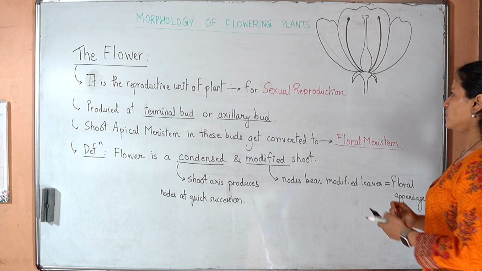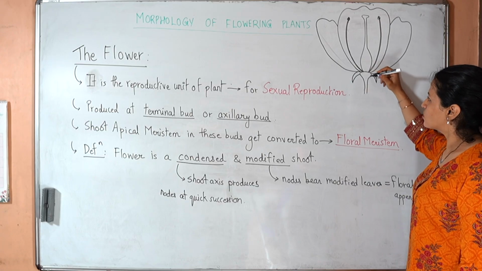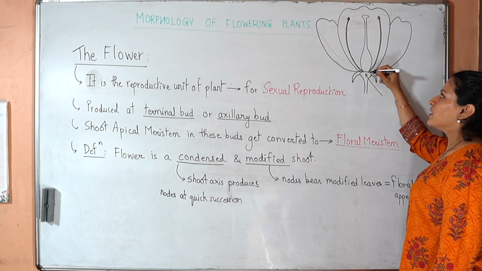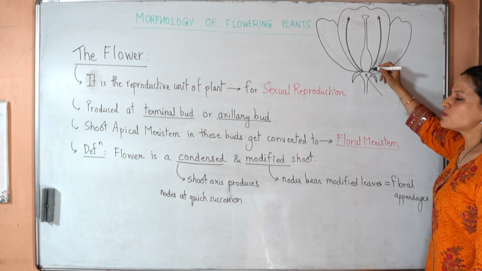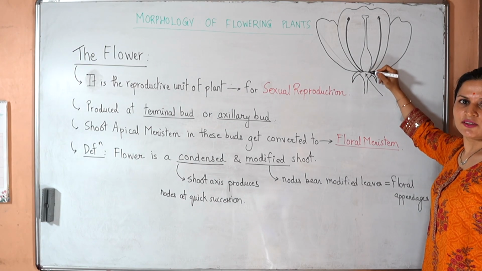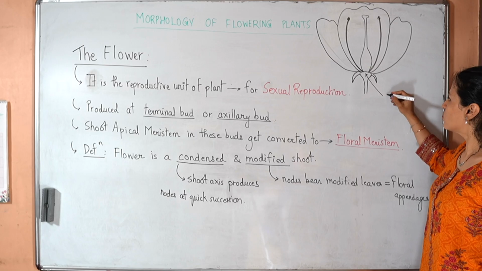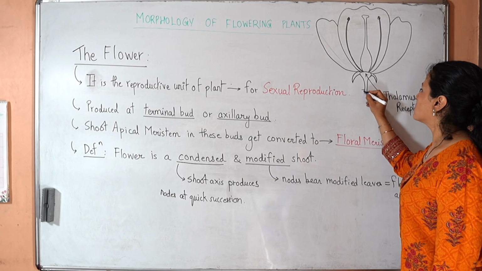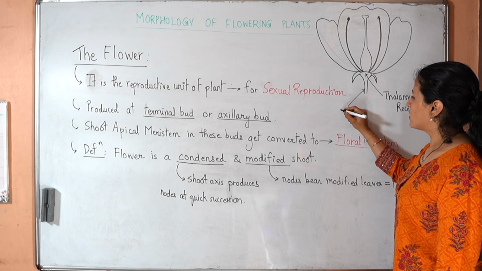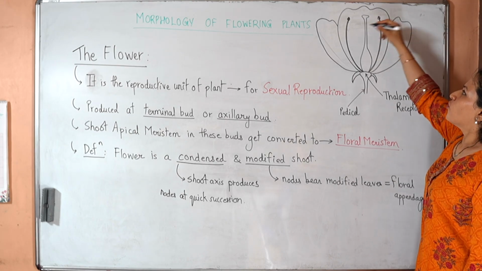So look at this flower. This is the modified shoot that is bearing nodes at very quick succession, which is bearing these floral appendages. This part of the shoot that bears all the floral appendages is known as the thalamus or the receptacle. This is the stalk of the flower, which is called the pedicel, and these are the four whorls of the flower.